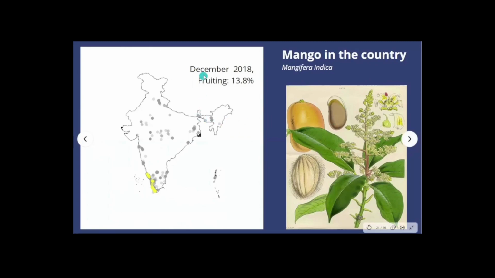So here you see the first event happened in December 2018, and gray color dots show all the mango trees that were observed during that event, and the highlighted ones in yellow are the trees that were fruiting. So you can see that fruiting is restricted to Kerala in December 2018.